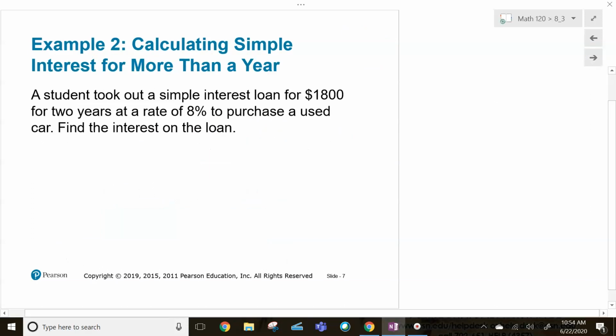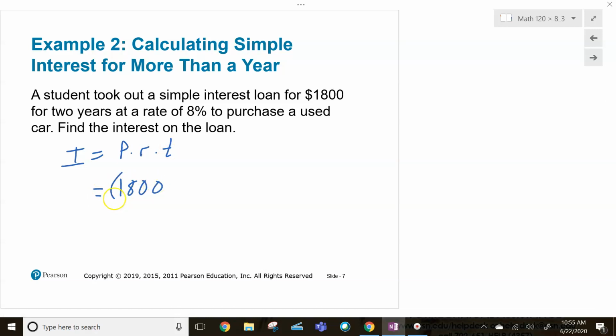All right, second scenario. A student takes out a simple interest loan, this time for $1,800 for 2 years at a rate of 8%. What's the interest on the loan? So simple interest is the principal times the rate times the time. It's $1,800, the loan amount. That's our principal amount. The rate is 8%. Convert that to a decimal. 8% is 0.08.